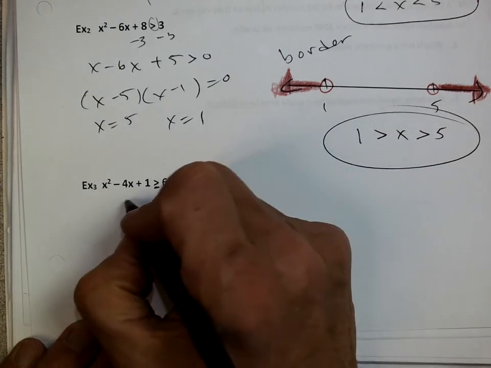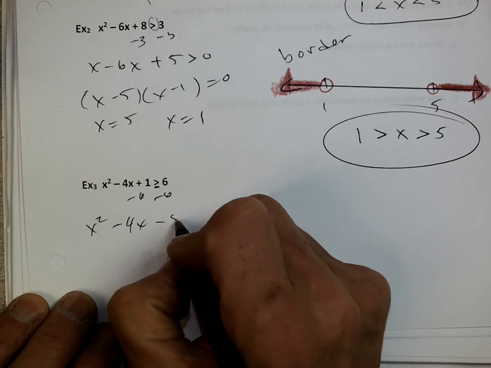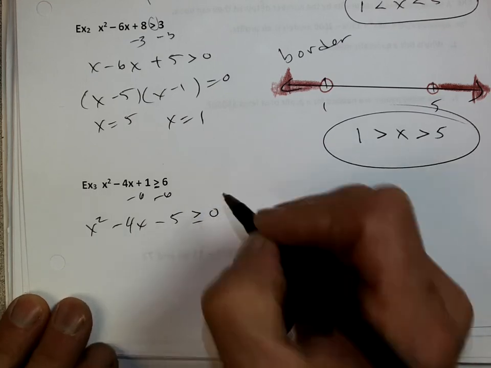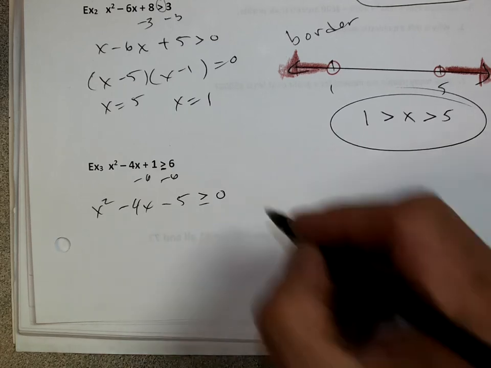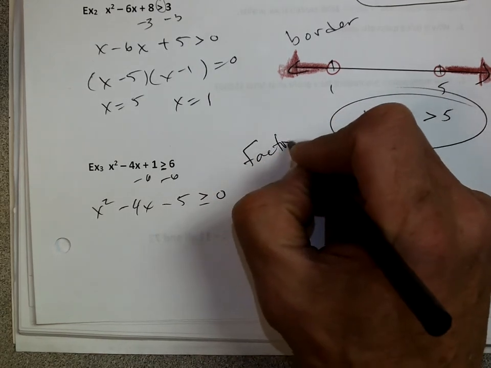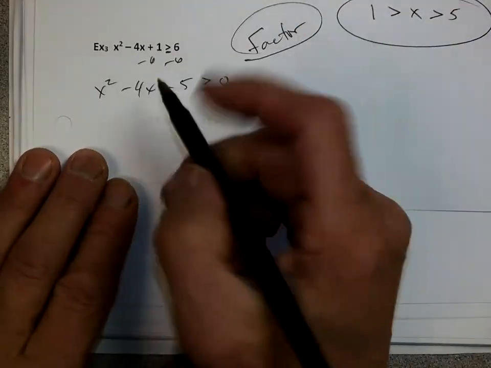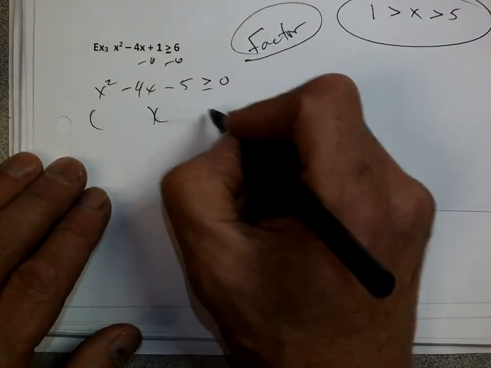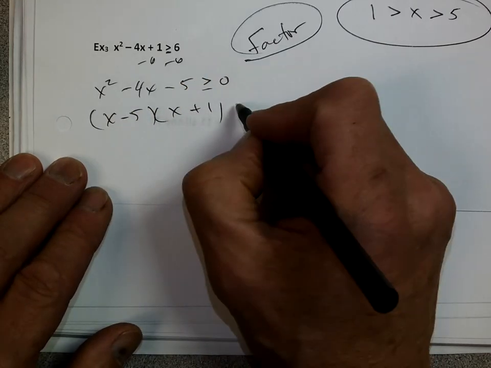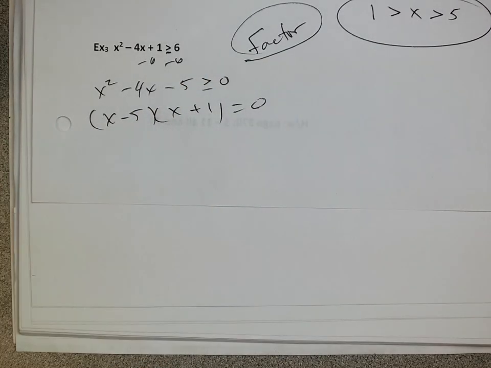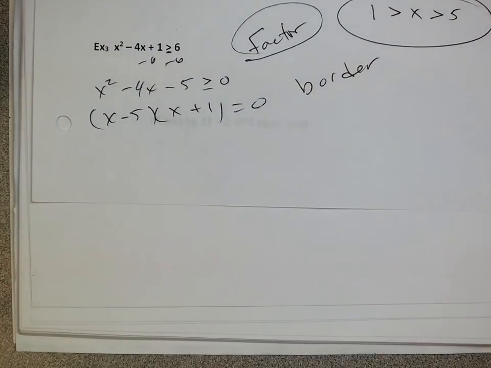Minus 6, we'll have x squared minus 4x minus 5 is greater than or equal to 0. We need our border points, we better factor, right? And we should be getting good at factoring by now. X minus 5, x plus 1. Set it equal to 0 because we're looking for our border points.